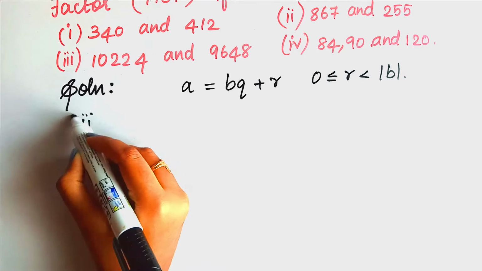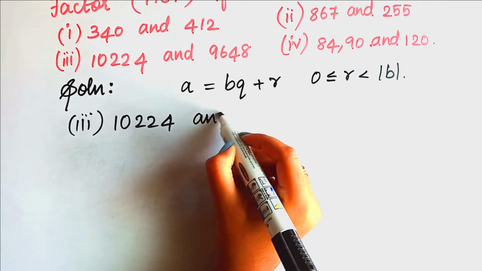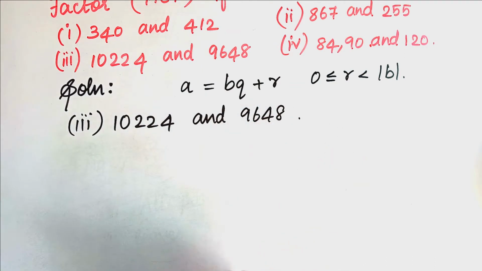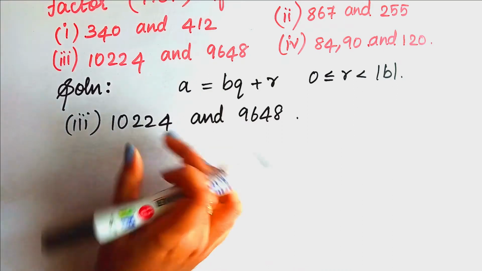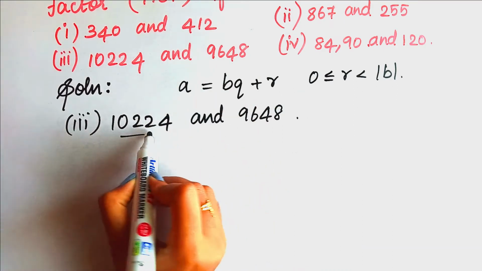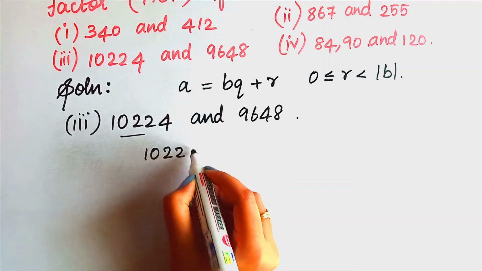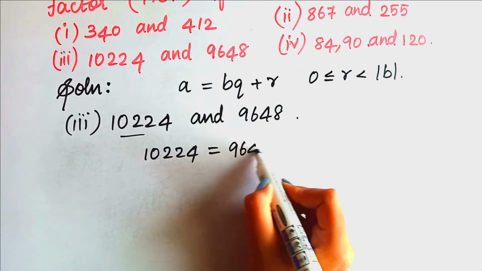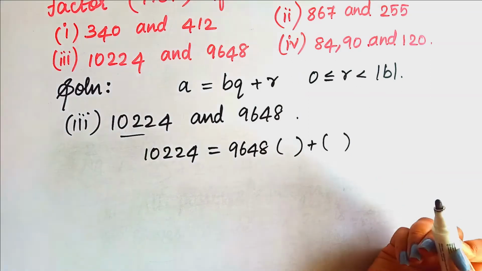Third subdivision, 10224 and 9648. So now we have to find the highest common factor of this. First you have to take the bigger number to be A. So this is our bigger number. So in the place of A you have to substitute 10224, which is equal to, and the B will be 9648, and we have to find the quotient plus we have to find the remainder.